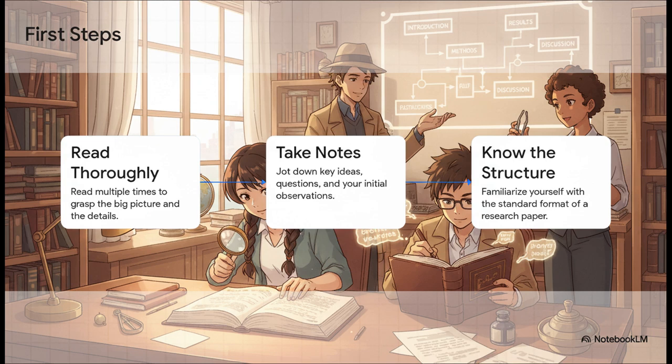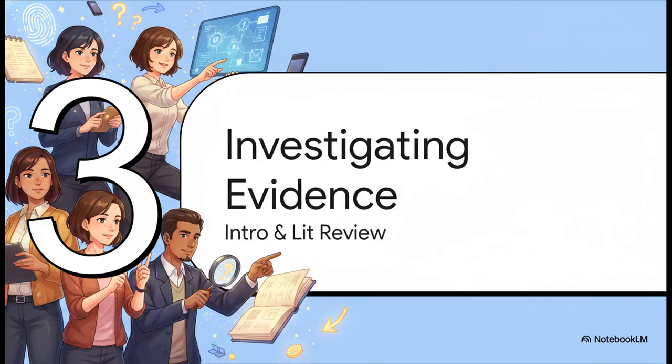Second, as you're reading, be an active reader. Take notes, write questions in the margins, highlight things that seem important or confusing. And third, get familiar with the basic structure. Almost all research papers follow a pattern: intro, method, results, discussion. Knowing what belongs in each section is like having a map of the crime scene. It tells you where to look for clues. Okay, toolkit's ready. Let's start the investigation.